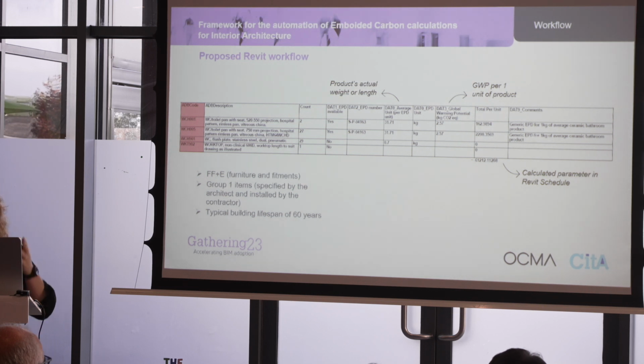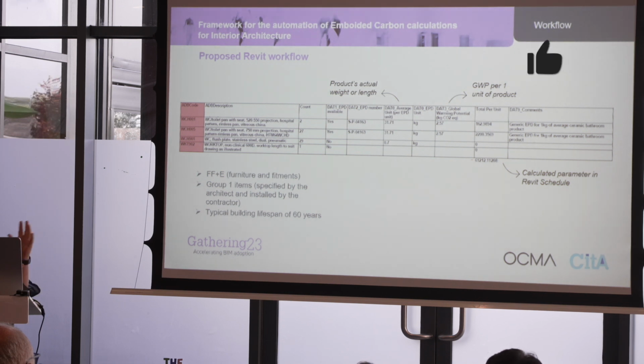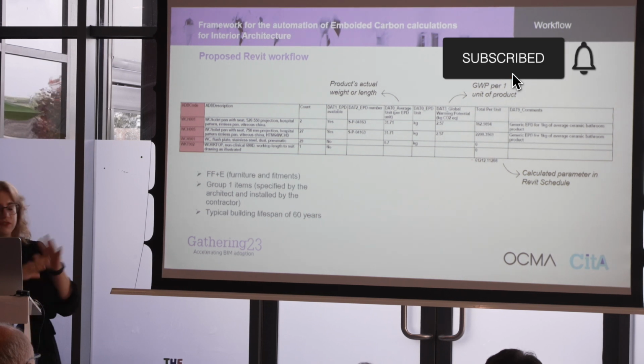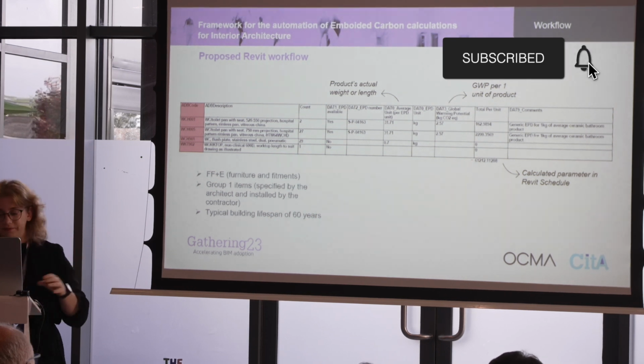So you can see here, using Revit families, I had an extensive existing Revit families library. So I used shared parameters to include the data that I gathered from EPDs, and using calculated parameters, I could automatically calculate the global warming potential that's generated for each item, and also the totals over the entire Revit model.